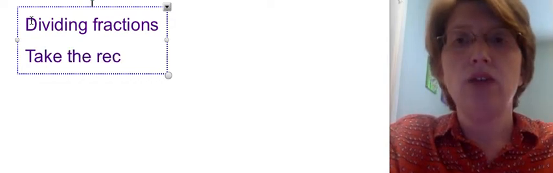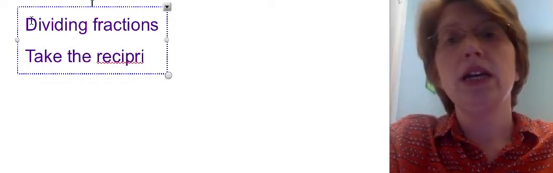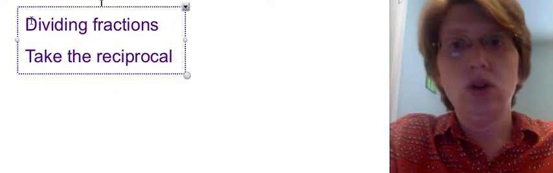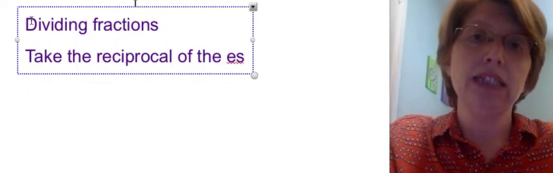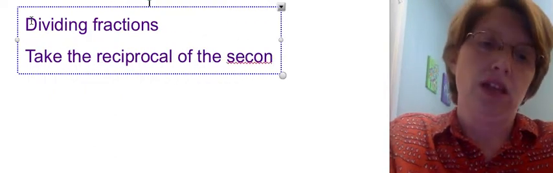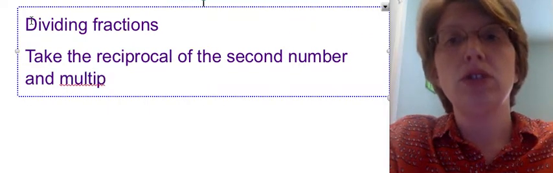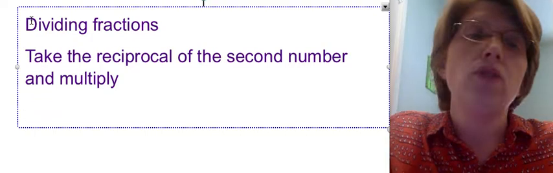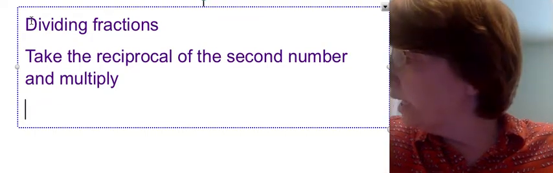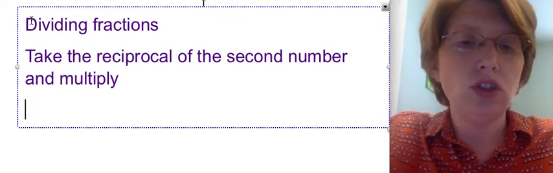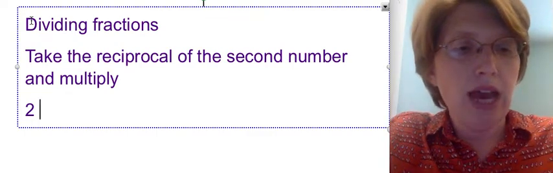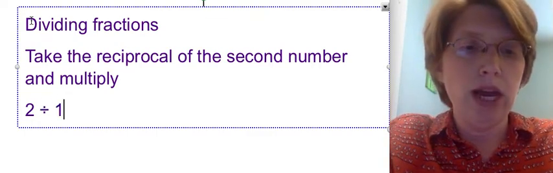Take the reciprocal of the second number and multiply. All right? For example, let's go back to number 1. Number 1 was 2 divided by 1/4.